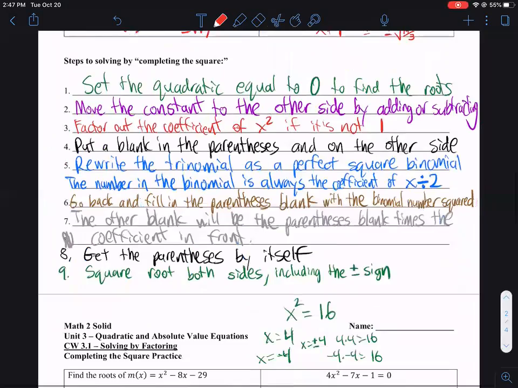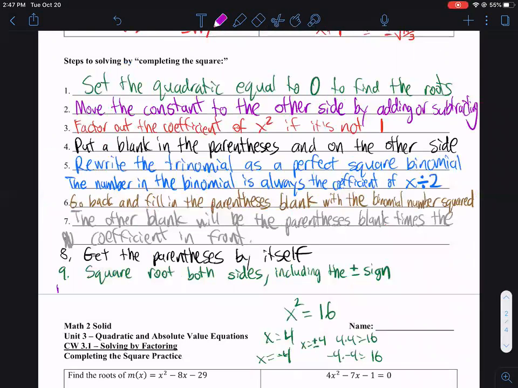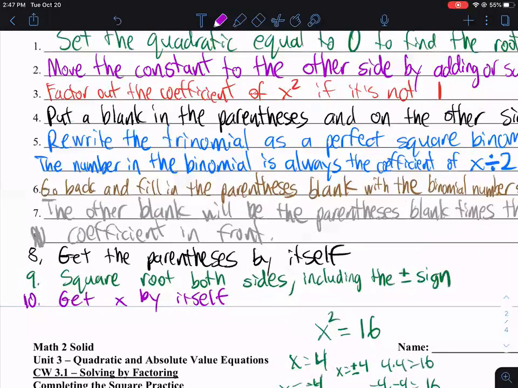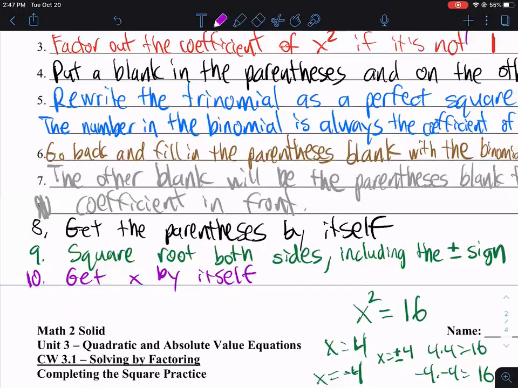Okay, so now for the very last step. Okay, so this one should be familiar, right? This is what we do for any equation. Finally, we're ready to get the x completely by itself with nothing else on the same side.